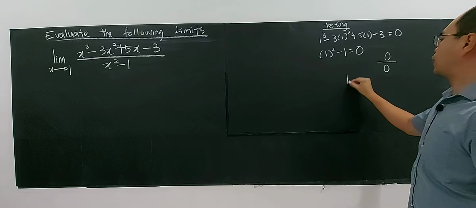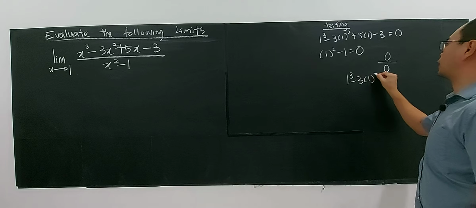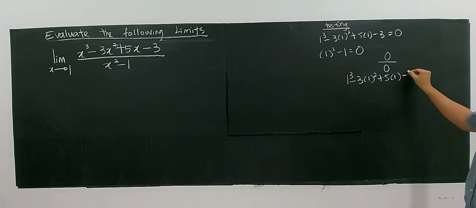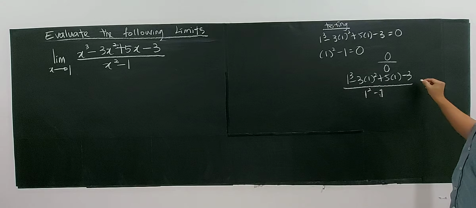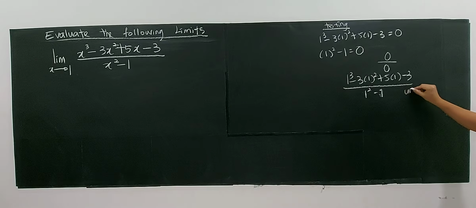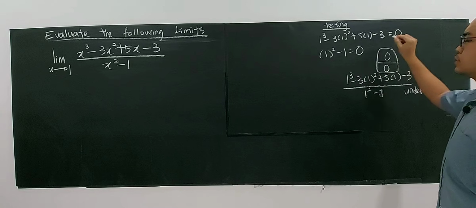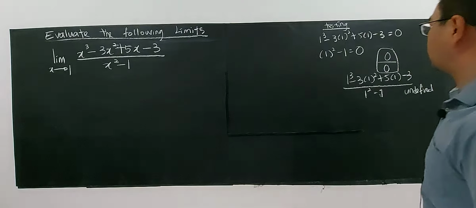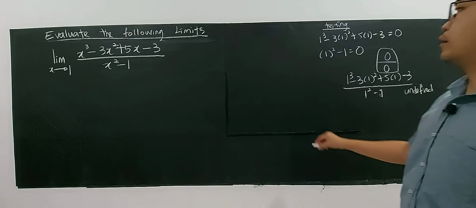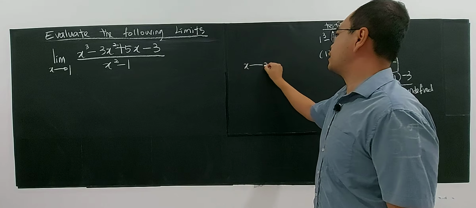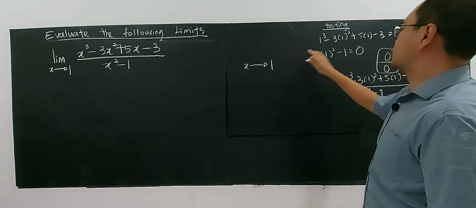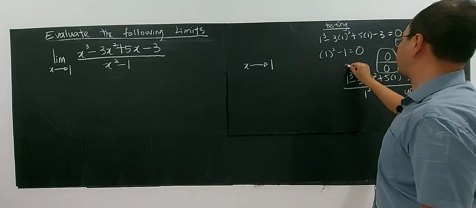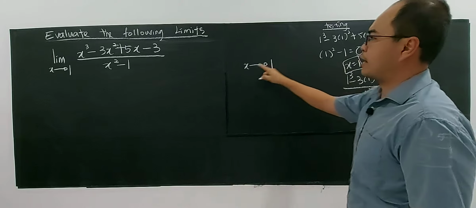So 1 cubed minus 3 times 1 squared plus 5 times 1 minus 3, over 1 squared minus 1, is undefined. Because why? It's the case of 0 over 0, which is not defined. But when you substitute a value very near to 1, the concept here again is very near to 1, so it's not equal to 1. This one you substitute x equals 1. This one I said x near to 1.